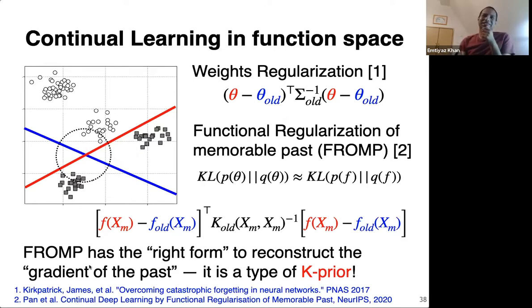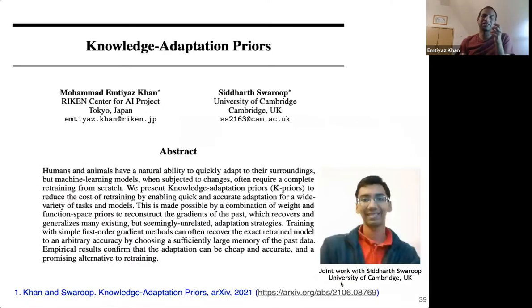And we looked at this, and it turns out that this dual representation in the function space has the right form to reconstruct the gradient of the past data examples. So you don't have to store all the data examples, you could just store some, but somehow it's mimicking the gradient of the past. So you call this now K prior, and this is in this paper.